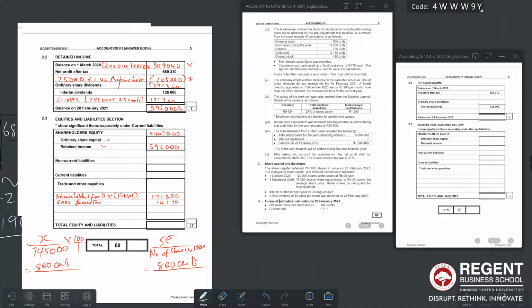Now you can work out the ordinary share capital. Calculate the ordinary share capital for me. You take 6,407,000 minus the 596,000, and you end up with 5 million. Yes, Jerusha, well done. You got 5,811,000. So if I add those two figures, I will get my answer for shareholders' equity.